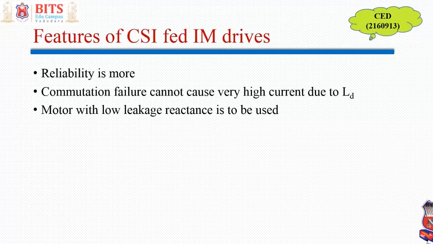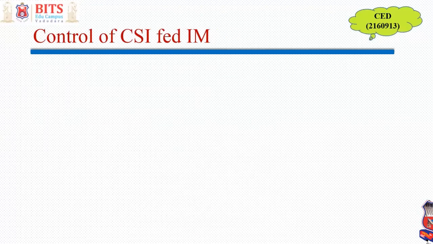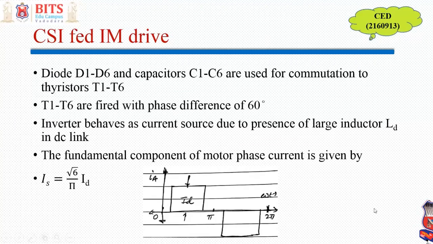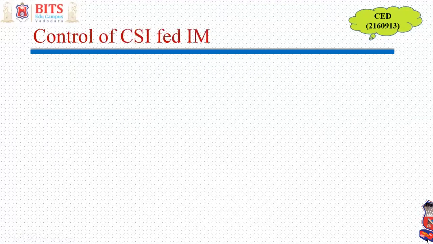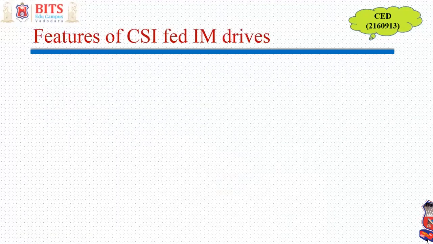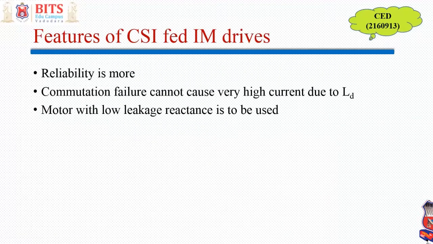Motor with low leakage reactance is to be used क्योंकि यहाँ पे आप देख सकते हो कि current change होता है. आपने you must have seen जो हमने जो waveform देखे. This waveform shows that current is changing in this quick succession. So L di by dt, large voltage spikes will be produced. और इसके लिए L बहुत कम होना चाहिए, नहीं तो voltage spikes बहुत ज़्यादा होंगे. इसीलिए we have to use motor with low leakage reactance in CSI fed induction motor drives.